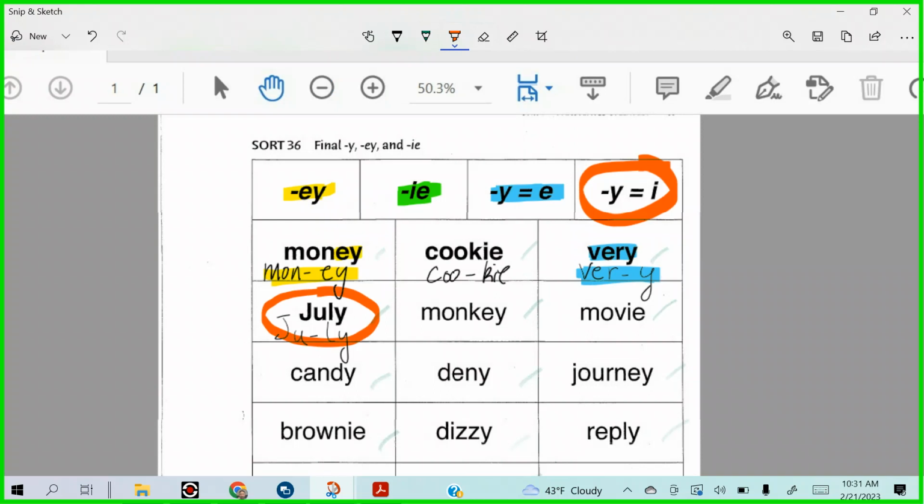How about monkey? Monkey. Split it for me. K-E-Y. And what category is that going to get? Yellow, yes. All right.